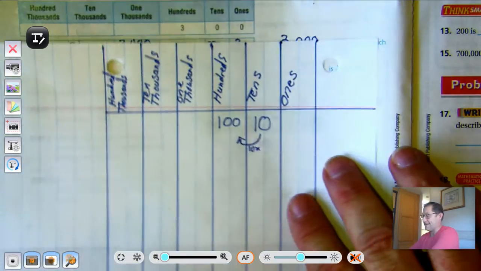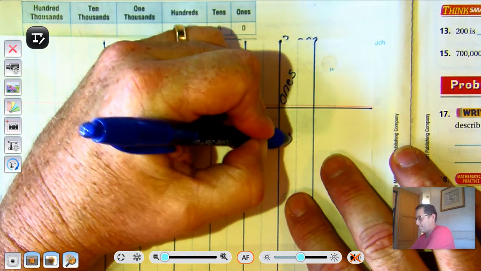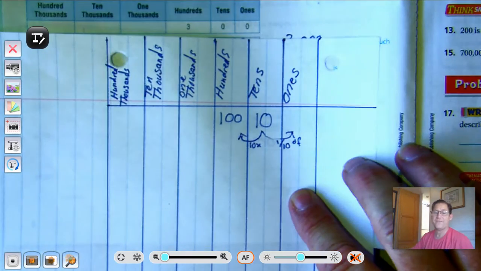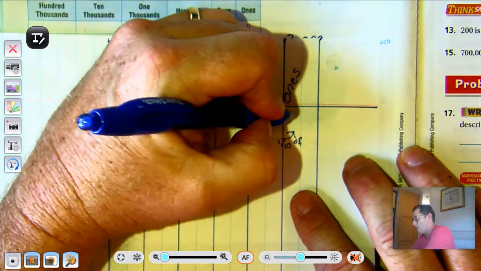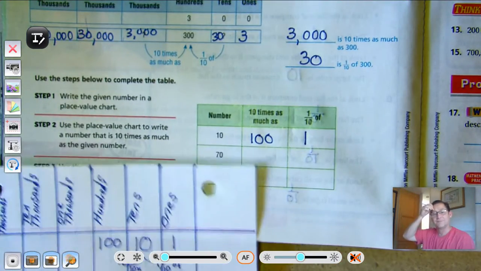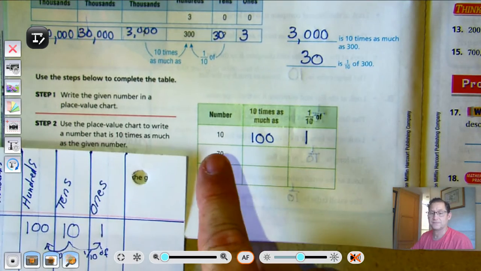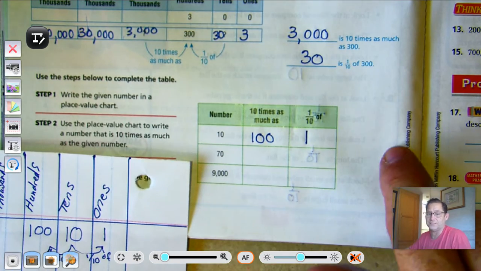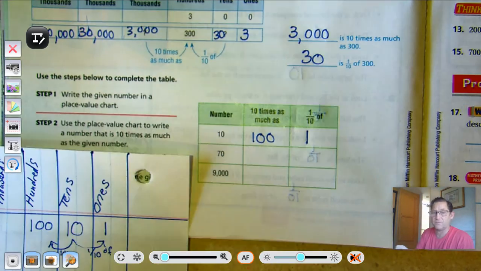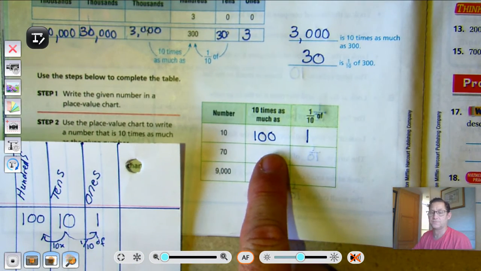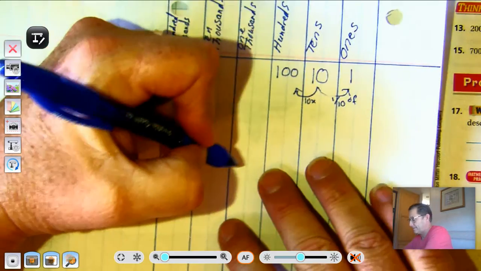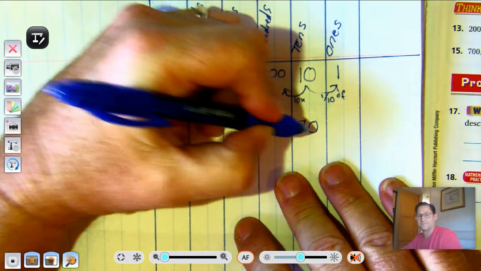What would be 1/10? One tenth of 10 would be 1. Okay, so when we go to the right, we actually lose a 0. When we go to the left, to the next greater place value, we add a 0. So let's take that pattern, 70.